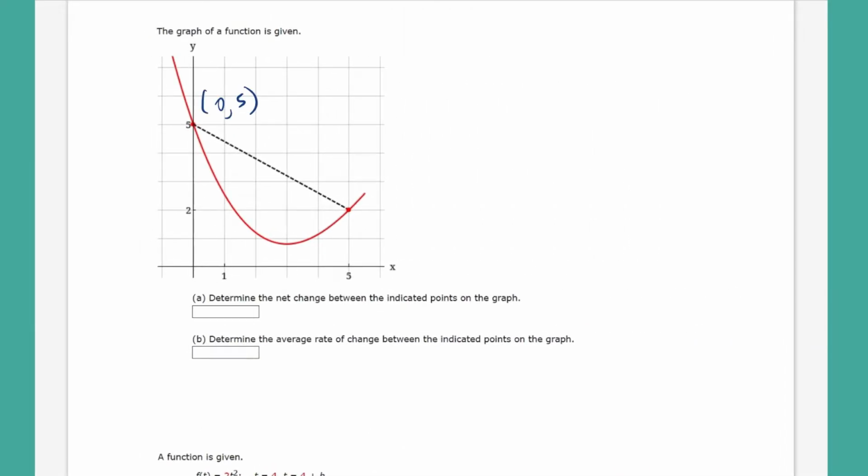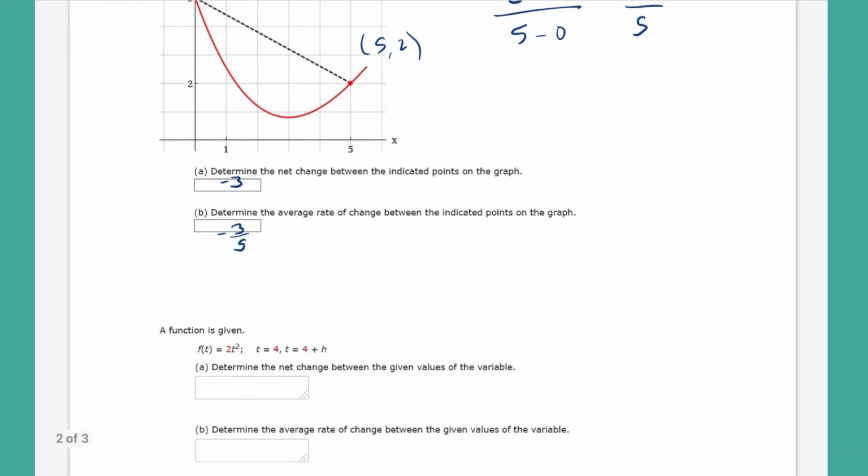Same thing. So here we have 0, 5. Here we have 5, 2. So let's do the net change first. The net change would be the difference of the y's, so 2 minus 5, which is -3. And then for the average rate of change, we simply have to divide by the difference of the x's. 5 take away 0, which is 5, so -3/5.